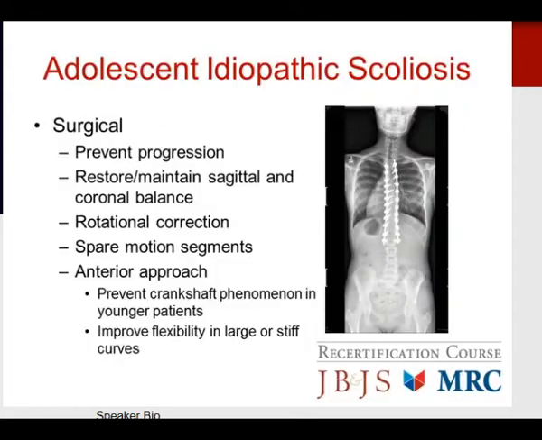Again, surgery is indicated for curves that are greater than 45 to 50 degrees. Your surgical goals are to prevent complications, prevent progression, and obtain a solid fusion, and also to restore sagittal and coronal balance and correct rotation. You also want to spare as many motion segments as you can while including the structural curves in your fusion construct.